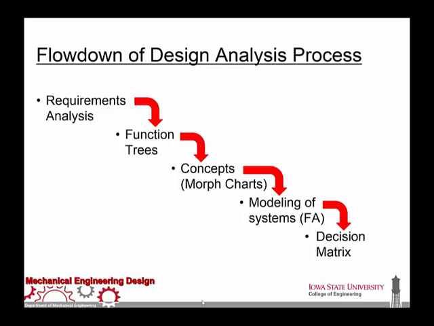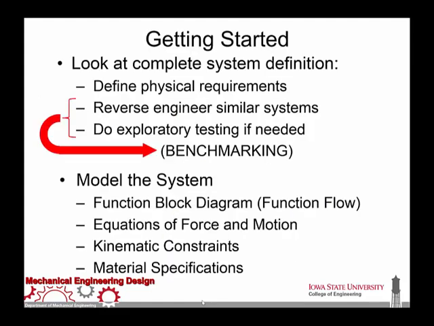From there, once we have concepts put together, use abstraction and the functional analysis block diagram to create models of our systems, create the analysis, which would then give us information to feed into decision matrix, which would allow us then to pick the best overall design. So again, we're going to emphasize modeling of systems here, allowing us to get the information into decision matrix.